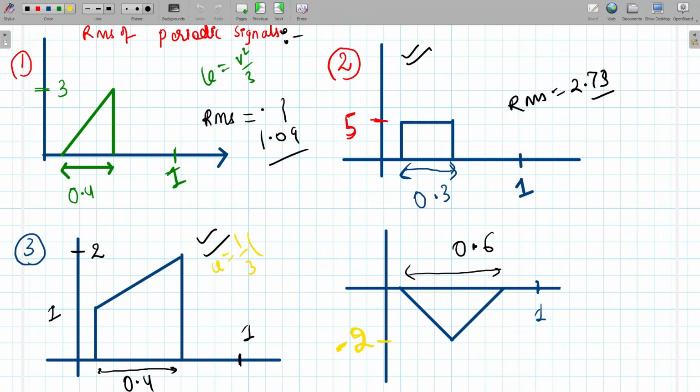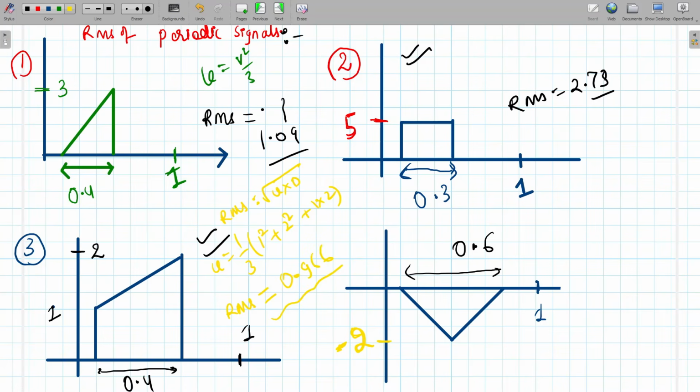What is the problem? 1 square plus 2 square plus again 2, divide by 3 and then root over 1.52. No, no, into 0.4 you have to multiply. Okay, RMS is then equal to U into D. Here what is U? U is equal to 1 by 3 into 1 square plus 2 square plus 1 into 2. Final will be 0.966.